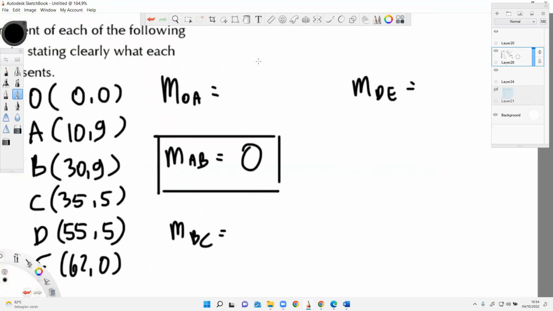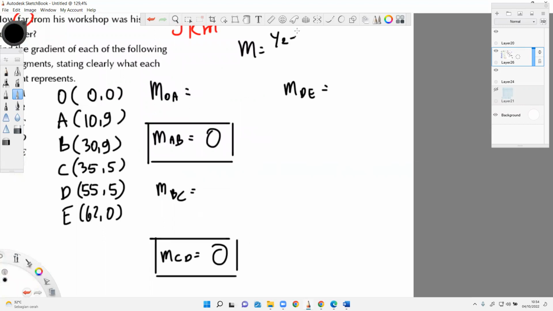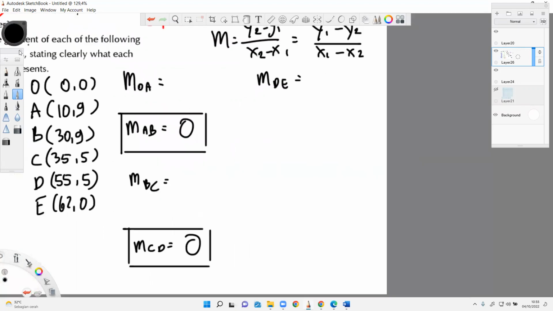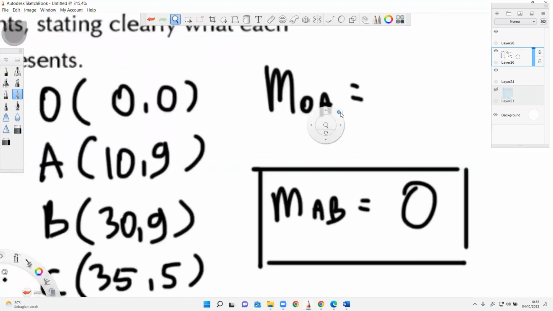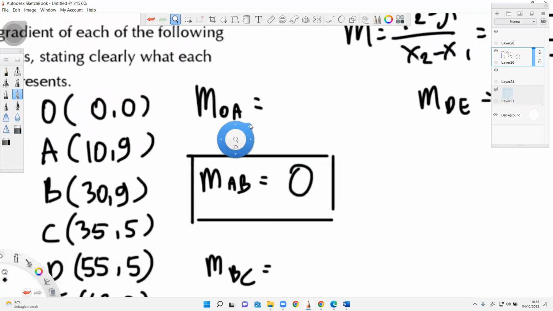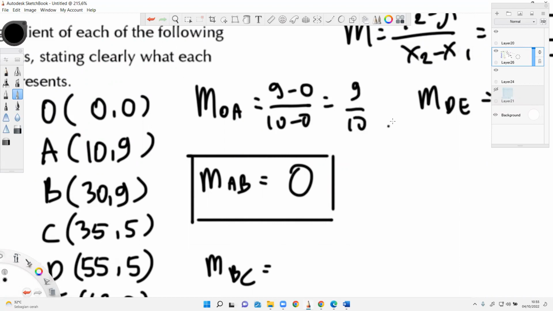Then you do OA. What is the formula of gradient? I want you to remind me. Y1 minus Y2 over X1 minus X2. You can choose either one. Oh, sorry, I did something wrong. It is Y2 minus Y1 over X2 minus X1. There you go. And the order has to be the same, yeah? Thank you, Jones, for the reminder. Okay, how about this? 9 minus 0 over 10 minus 0, right? Y over X. So it is 9 over 10 or 0.9, up to you.